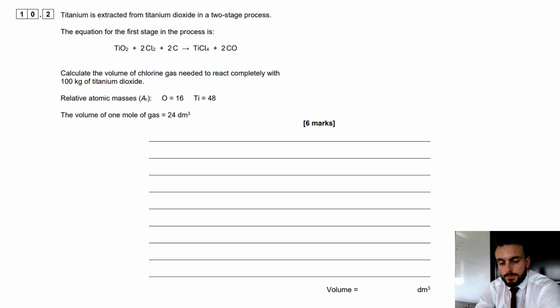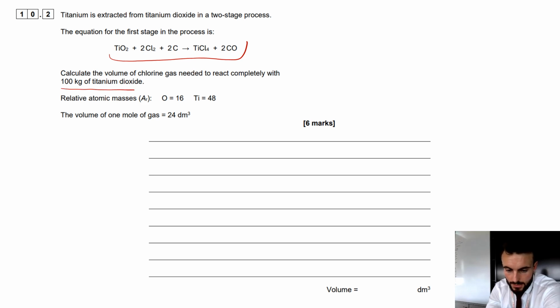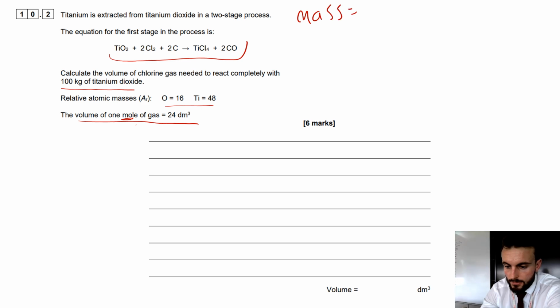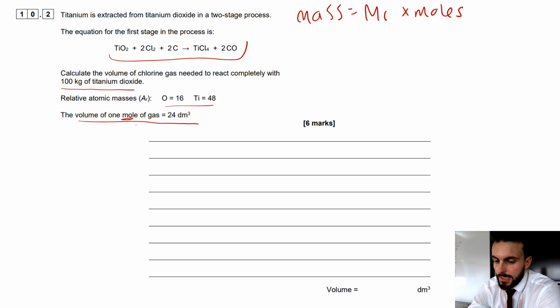Titanium is extracted from titanium dioxide in a two-stage process. The first stage is in this equation. Calculate the volume of chlorine gas needed to completely react with 100 kilograms of titanium dioxide. We're given the relative masses of oxygen and titanium. We're given the volume of 1 mole of gas. It's giving you a hint that we're going to have to work out moles. The equation for moles is mass equals Mr times moles. Or if we want to work out moles, you do mass over Mr.